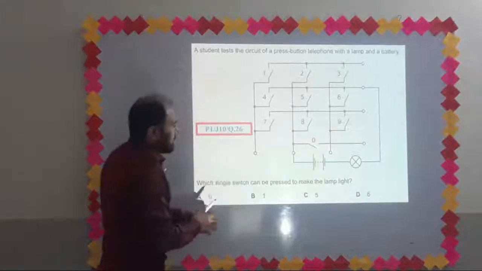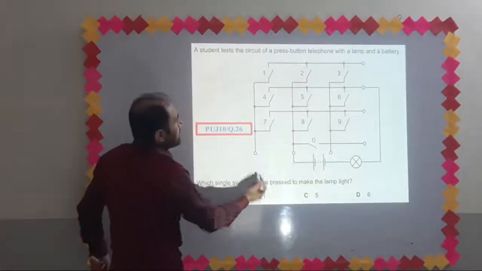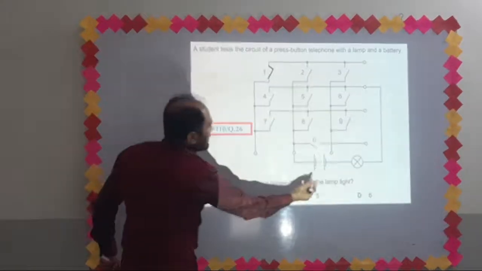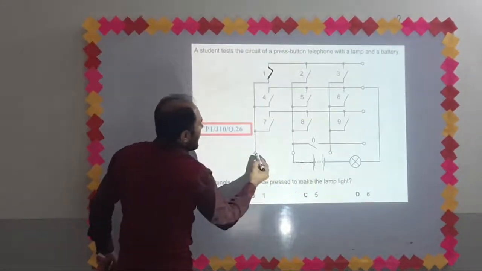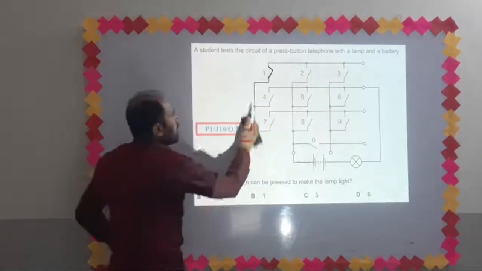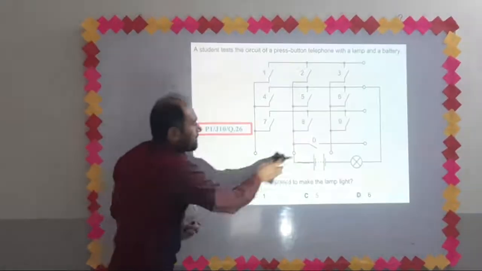Now we switch on switch number 1. Where is switch number 1? This is switch number 1. We close switch number 1. Switch number 1 has not been connected with the battery, so it will not help us in glowing the bulb.